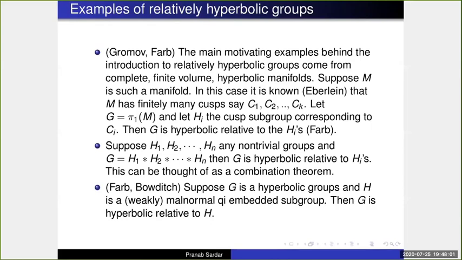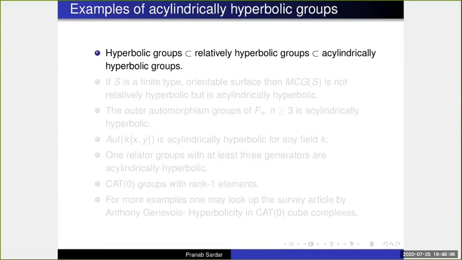So next I'll say something about acylindrically hyperbolic groups. As I said, this generalizes all of hyperbolic and relatively hyperbolic. Because you see that if I have a relatively hyperbolic group, then I will take the electrified graph, and on that the group is acting acylindrically. And as I said, if it is not virtually cyclic, then you will have a non-elementary graph. Therefore, they will be acylindrically hyperbolic. So relatively hyperbolic groups are acylindrically hyperbolic groups, but this is a much, much larger collection, because we are also allowing non-finitely generated groups.